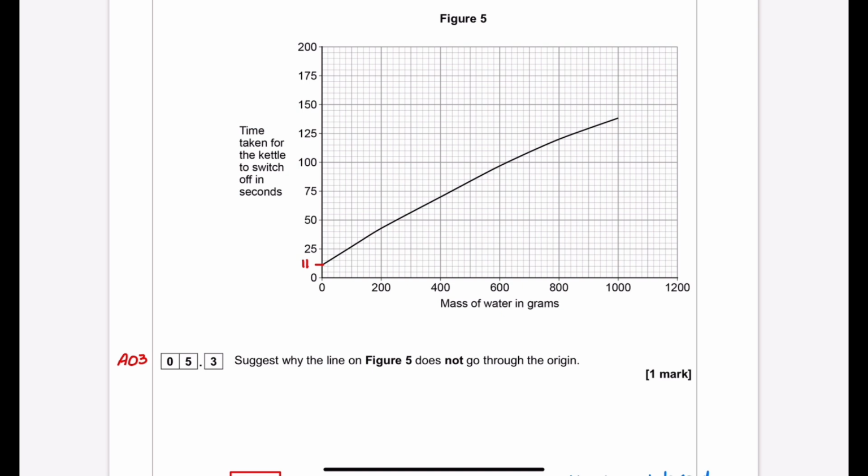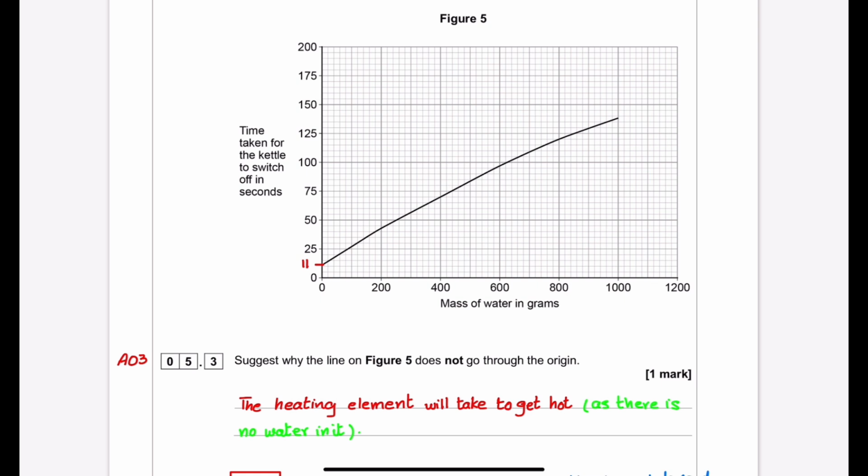Even if there is no water present there, and we turn on the electric kettle, the heating element of the electric kettle takes some time to get hot. Therefore, it takes a couple of seconds to get hot, even if there is no water. Let's see the model answer. The heating element will take the time to get hot as there is no water present in it. Therefore, it will take time to get hot even if the mass of the water is 0 grams.